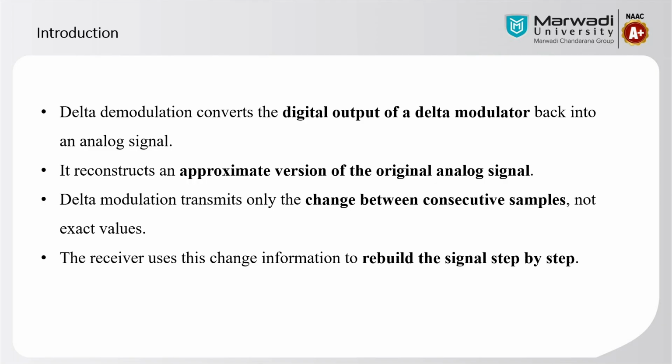Introduction to delta demodulation. Delta demodulation is a technique used at the receiver side to convert the digital output of a delta modulator back into an analog signal. In delta modulation, instead of transmitting the exact value of the signal, we transmit only the change between consecutive samples. So at the receiver, delta demodulation helps to reconstruct an approximate version of the original analog signal. The signal is rebuilt step by step based on whether the received bit indicates an increase or decrease in the signal level.